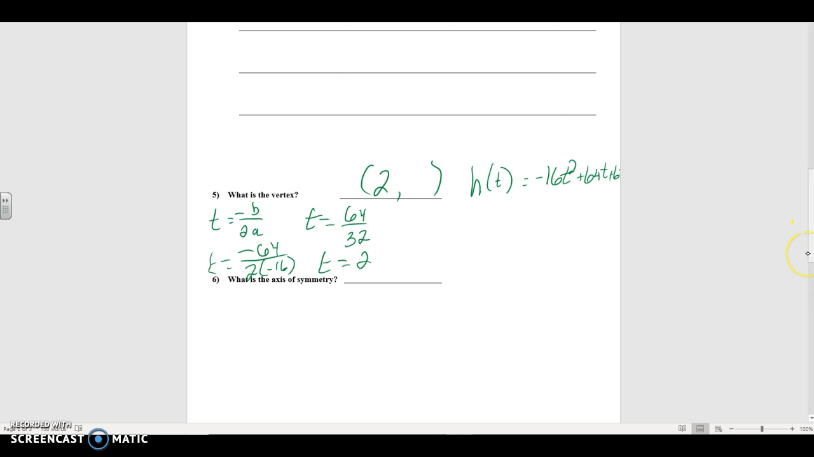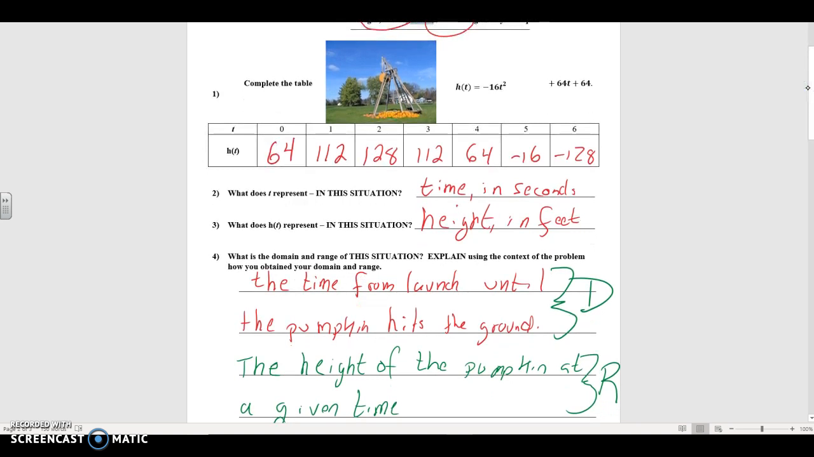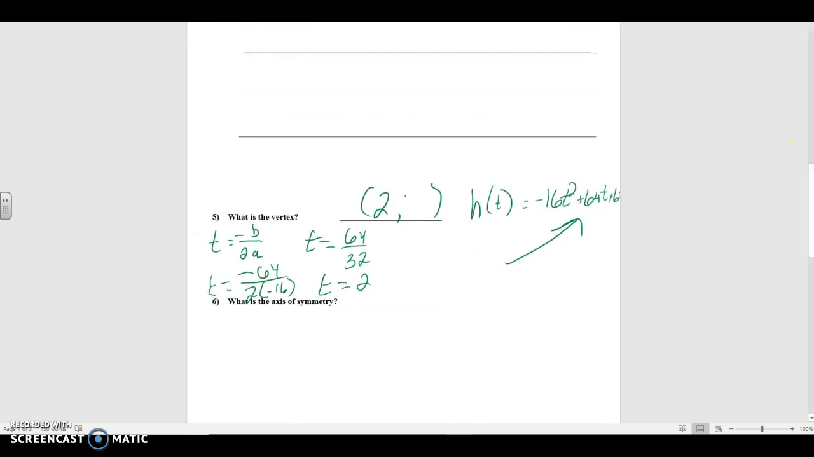And then I have two options. I can plug it back in for t into this equation and solve, or if I've already done that in the table, at the time of 2, the height was 128. So my vertex is going to be 2, 128.